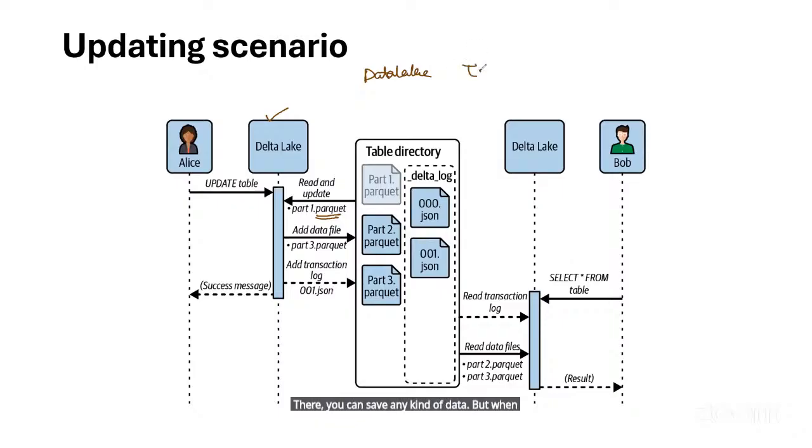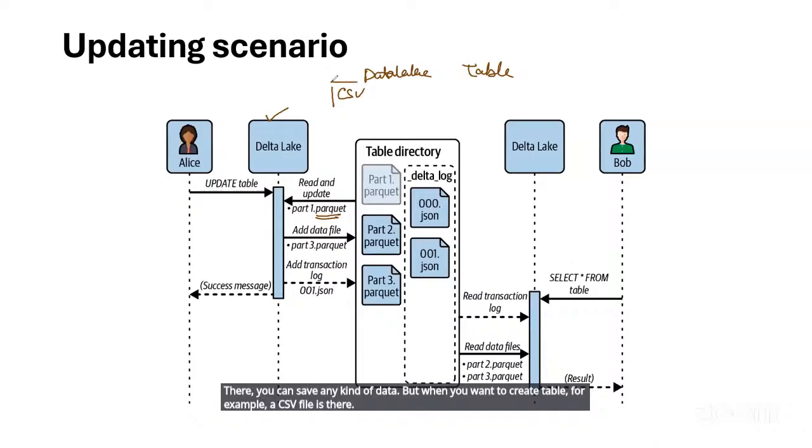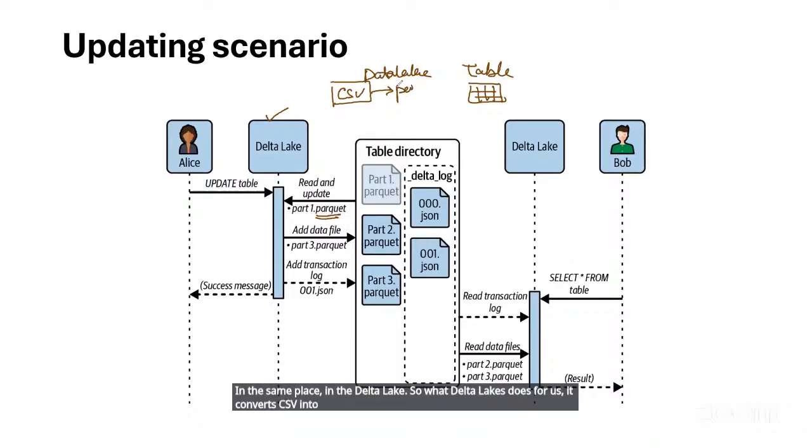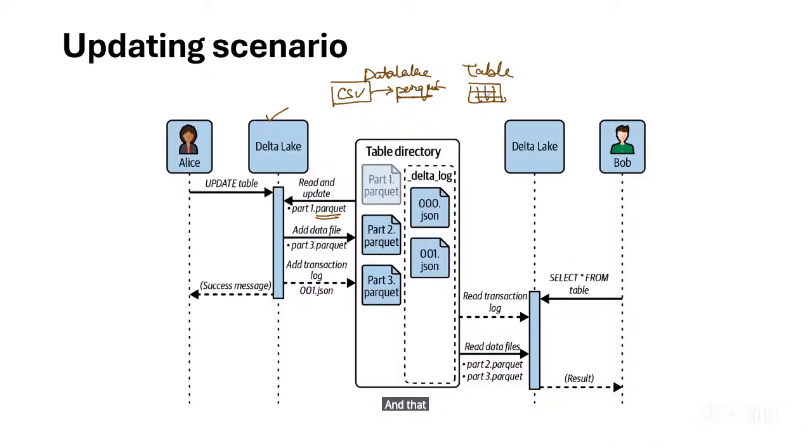But when you want to create a table, for example, a CSV file is there in the data lake. Now it's structured data. I want to view it in a table in the same place in the Delta Lake. So what Delta Lake does for us is it converts CSV into Parquet, and that Parquet is used by the table. So you should understand this. And Parquet files are immutable.